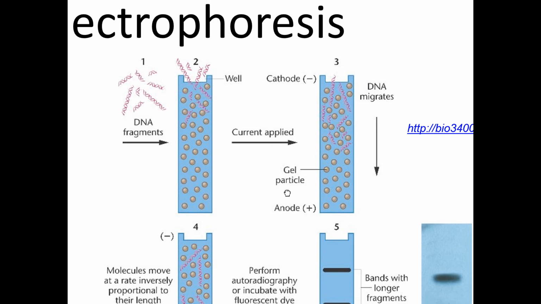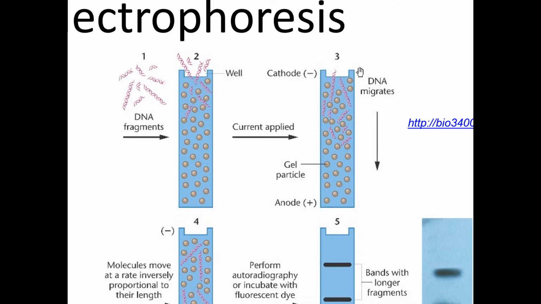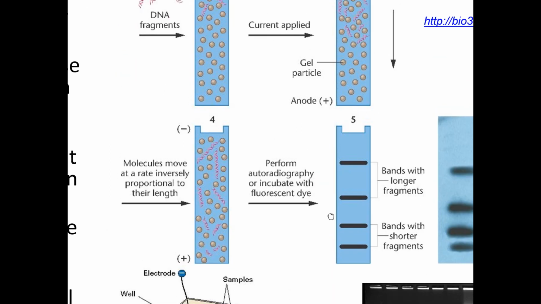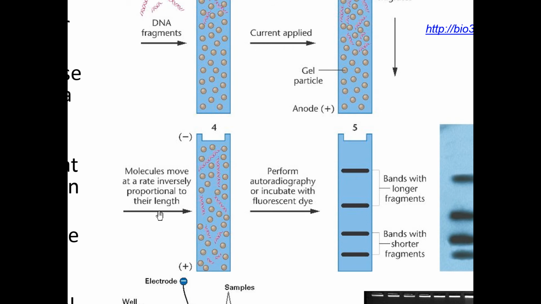Now, when the negative voltage is applied here, the DNA migrates from negative to positive. So the electric field is pointing from bottom to top. The DNA is going in the opposite direction, and the DNA starts to migrate. The molecules move at a rate inversely proportional to their size.